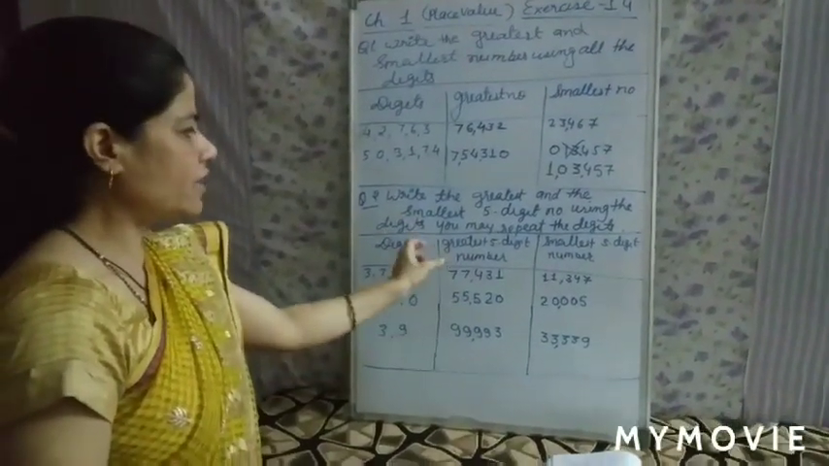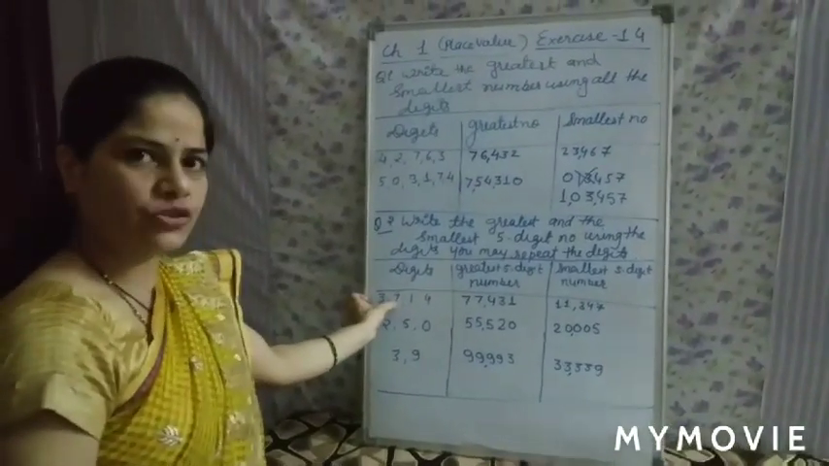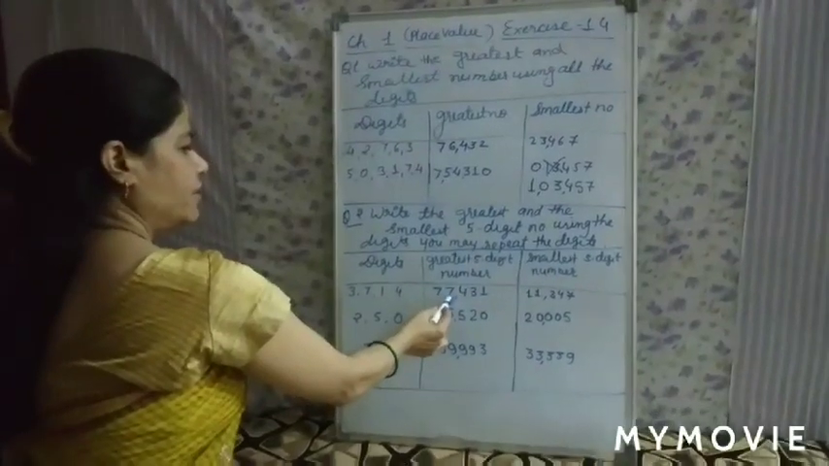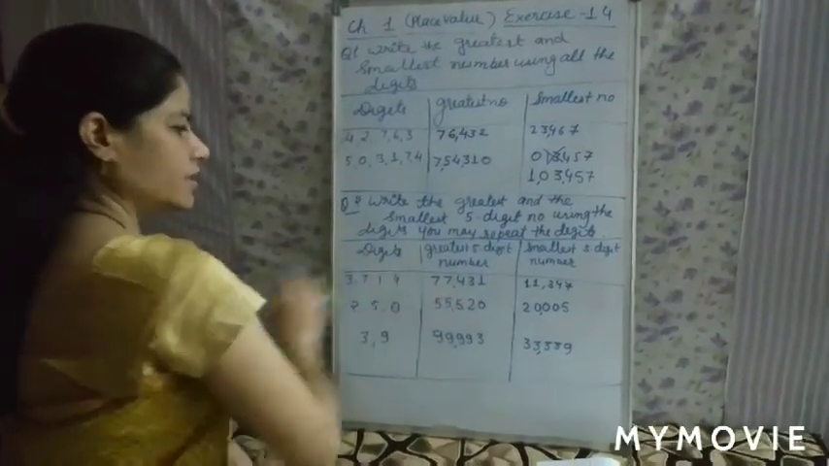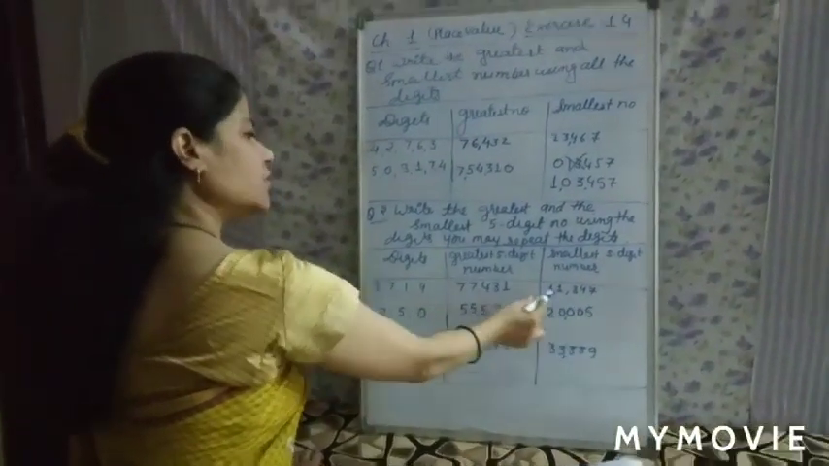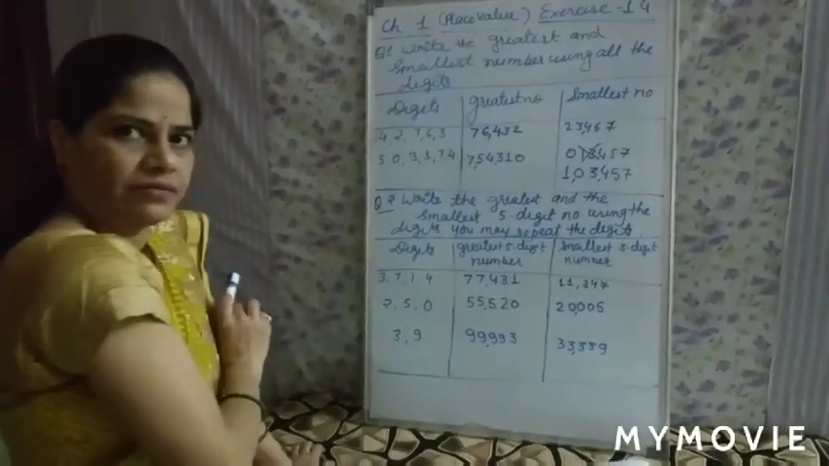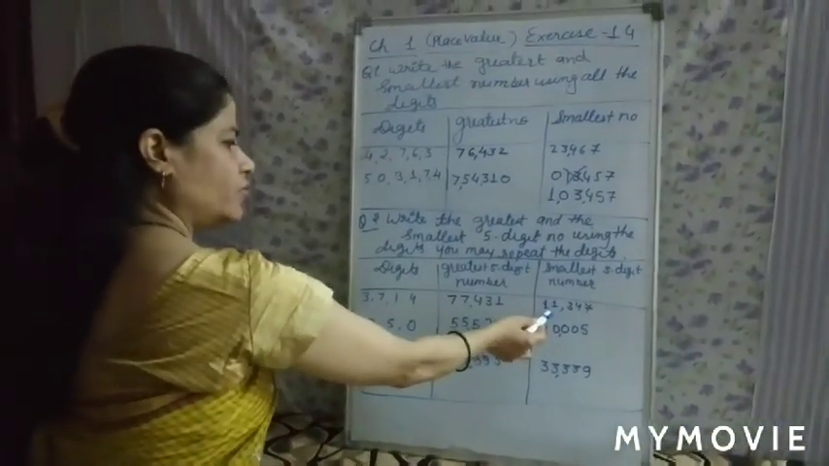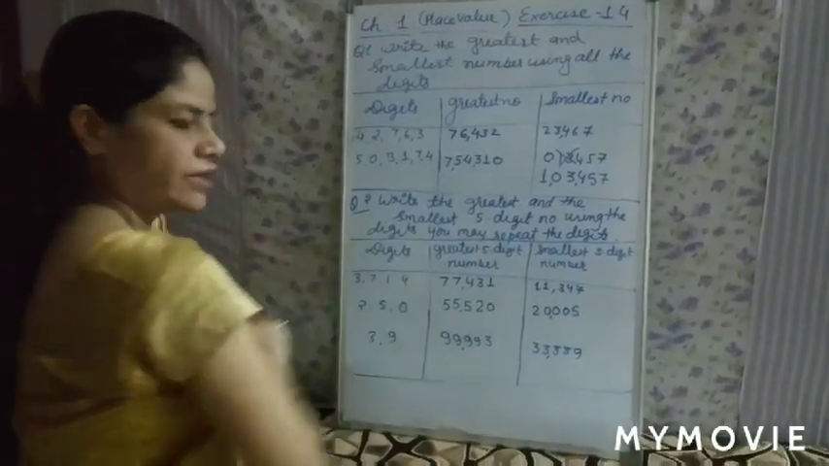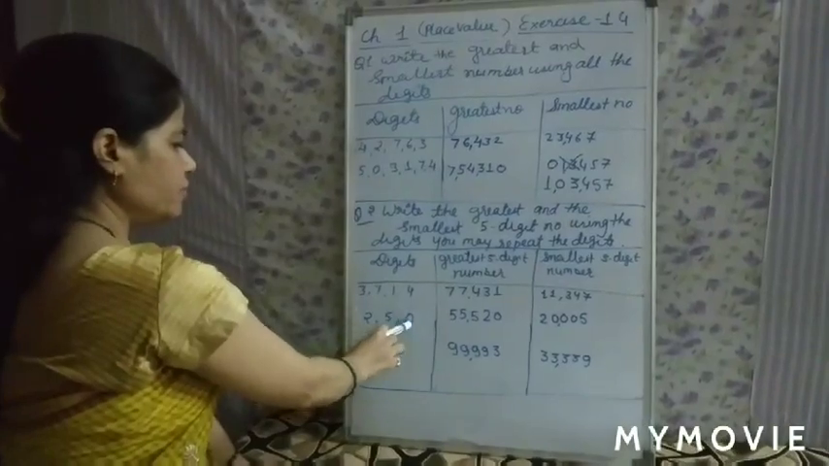What you will do to write the greatest 5-digit number, you will repeat the greatest digit twice. Okay, so the greatest number will be 77,431. Now to write the smallest 5-digit number, you will repeat the smallest digit twice. Okay, here the smallest digit is 1. So repeat 1 twice. Okay, so the answer will be 11,347.